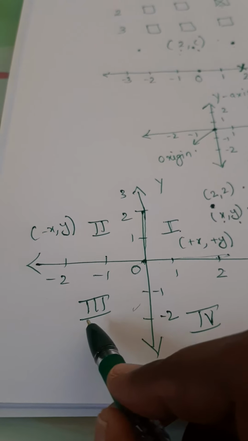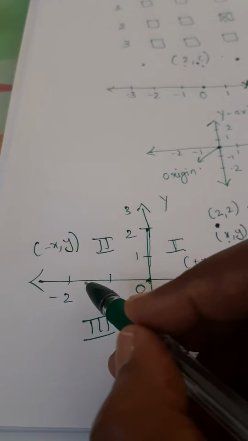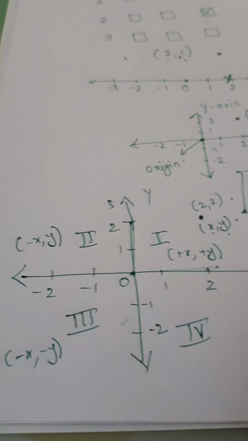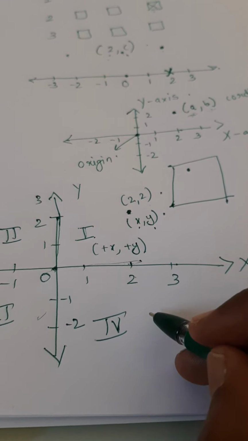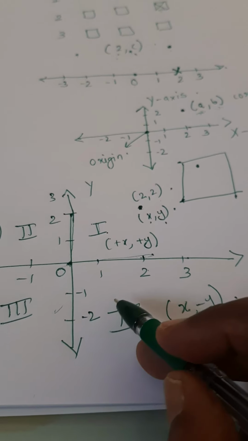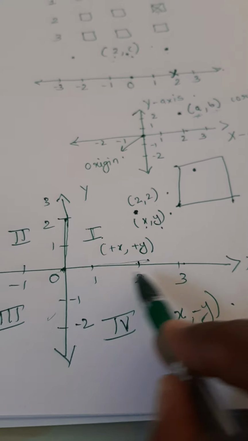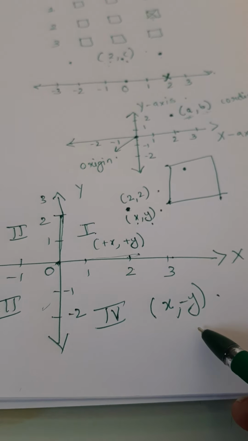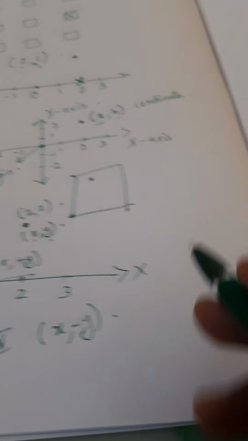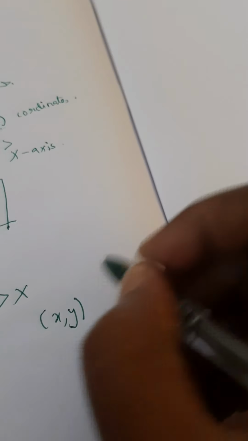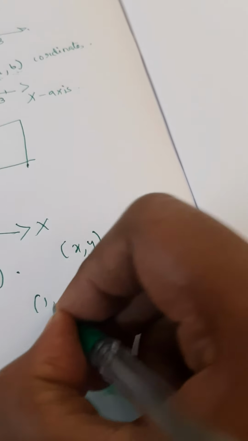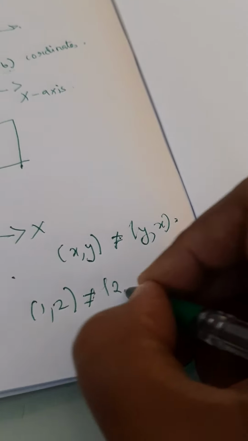The third quadrant is formed by negative x values as well as negative y values. So it will be of the form minus x comma minus y. And the fourth quadrant will be of the form positive x and negative y. Am I right? Okay, correct. Now another very important thing to keep in mind is that x comma y is not equal to y comma x. That is, 1 comma 2, for example, is not equal to 2 comma 1.